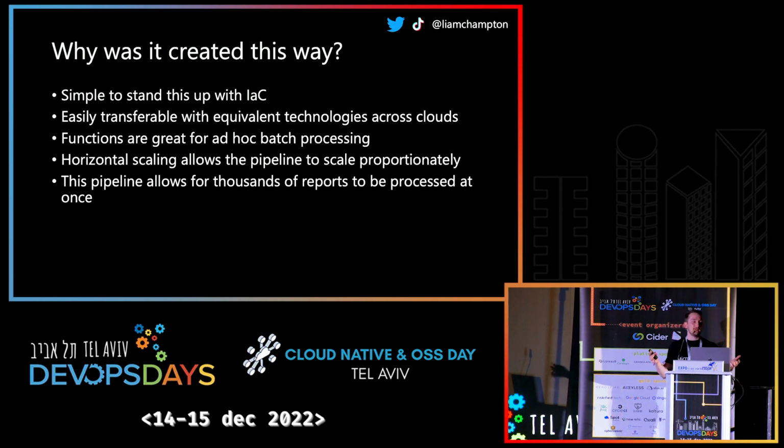Why did I do it? Well, it's easy to stand up with IAC, so infrastructure as code. It's transferable to different cloud service providers. So, for example, with AWS, if I want to put in some functions, I use Lambda instead of Azure Functions. I don't know what the message queue is in AWS, but I could seemingly switch them out pretty easily. It allows horizontal scaling, and it processes thousands of requests at a time. So this is a really good way for me to do what I want to do efficiently and cost effectively.